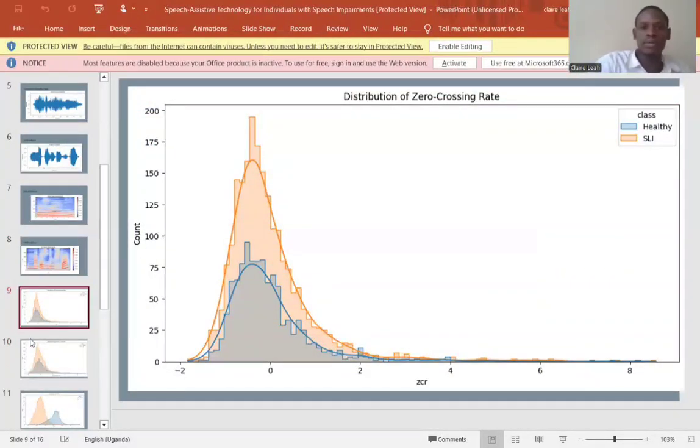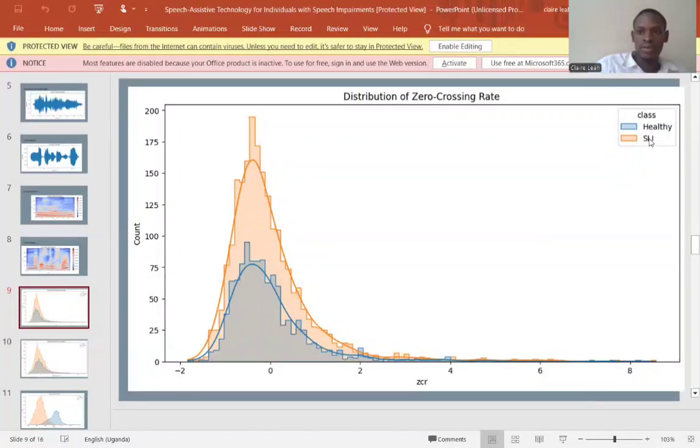I'll begin with this. This was the distribution of the zero crossing rate. This is a feature that is used to describe the data sample itself. In this data sample, we have the SLI, or the specific language impairment people. These are the sick patients. This is a data set for patients, and this is a data set for healthy people.